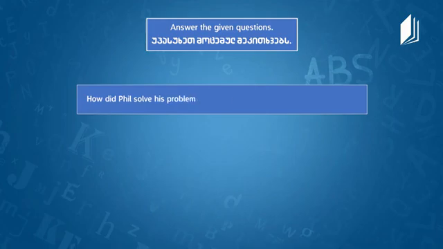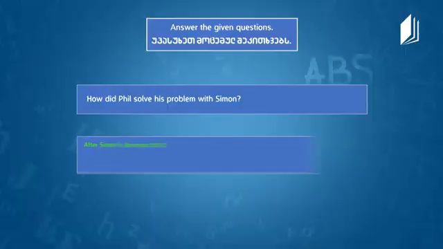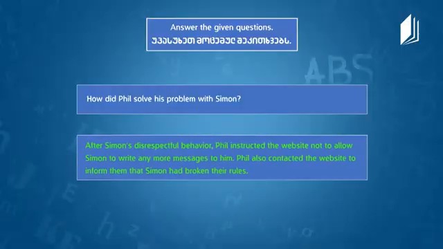And then how did Phil solve his problem with Simon? So it was because it was disrespectful behavior. Phil instructed the website not to allow Simon to write any more messages to him, and Phil also contacted the website to inform them that Simon had broken their rules. Now let's move on to our grammar section where we will discuss passive voice.